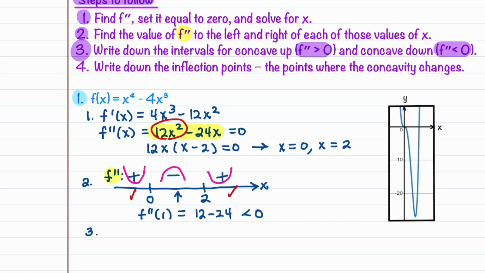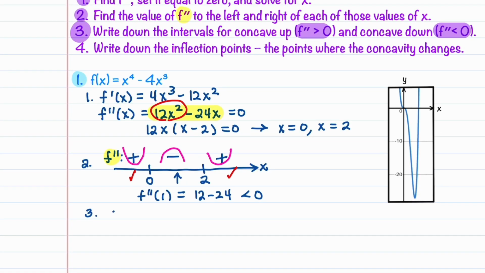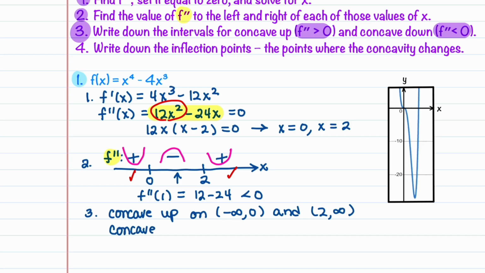So for step 3, it is going to be concave up on the intervals from minus infinity to 0 and from 2 to infinity. And then it's going to be concave down on the interval from 0 to 2. And let's go ahead and highlight those answers. There's our concave up, and there's our concave down.